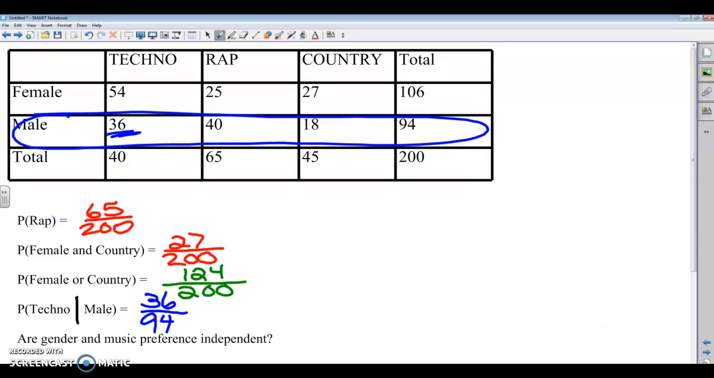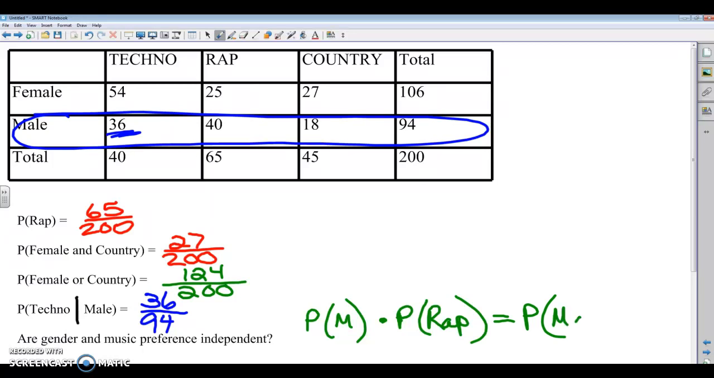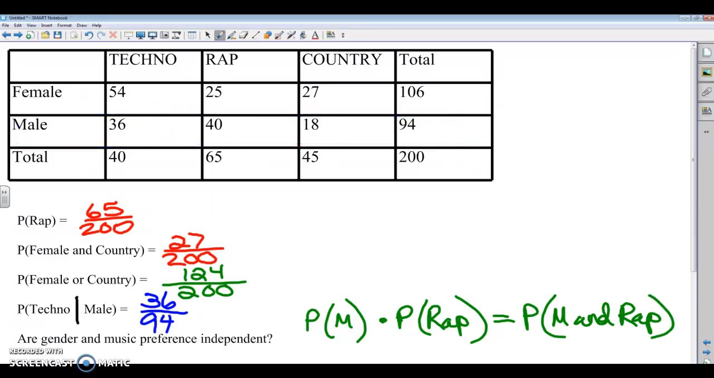And lastly, are gender and music preference independent? So we're just going to pick a gender. I'll pick males. And multiply by one of the music preferences. I'll go with rap. And see if that multiplication is the same as the probability of picking a male and likes rap. So the probability of picking a male is 94 out of 200. The probability of picking somebody that likes rap is 65 out of 200.